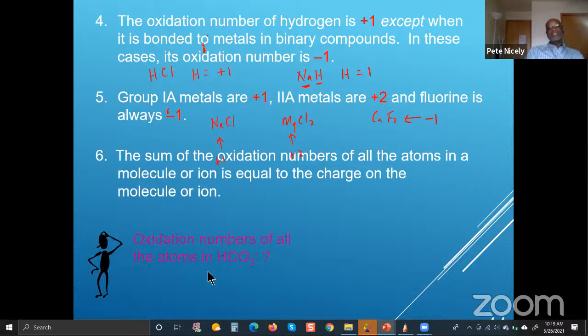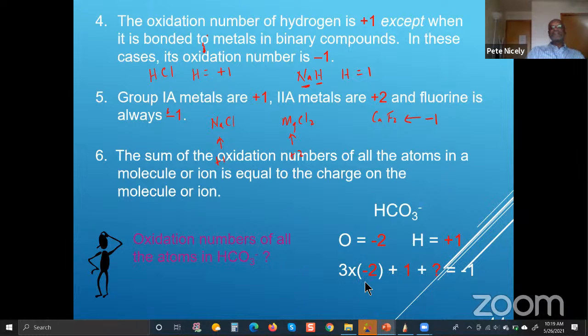So for example, let's look at this ion here, the bicarbonate ion. The question is asking, what are the oxidation numbers of all the atoms in this particular ion? Well, we know based on previous rules that the oxidation number of oxygen is -2, and for hydrogen it's +1, right? So we know those two directly. What we don't know directly is the oxidation number of carbon, but we know that the sum of the oxidation numbers of everything will be equal to the charge, based on rule number 6. So we can set it up like this.